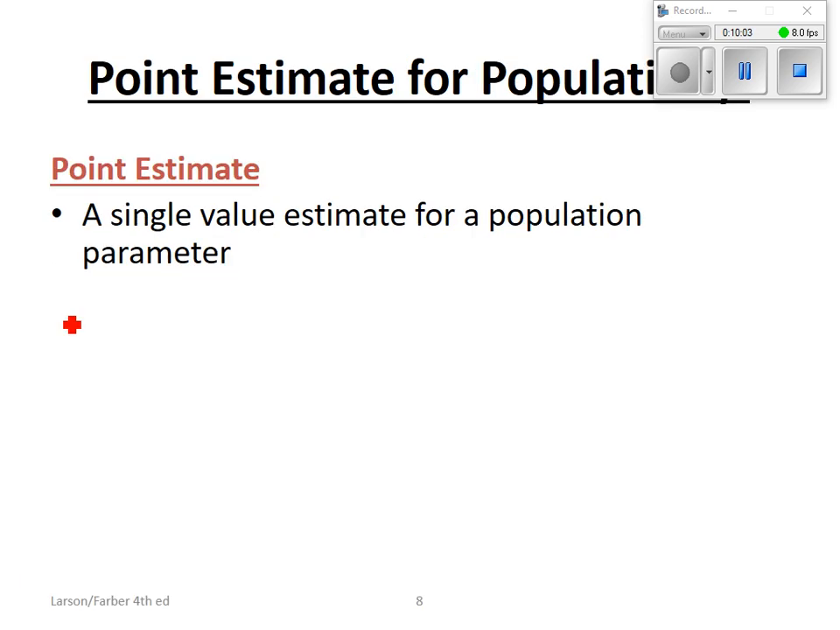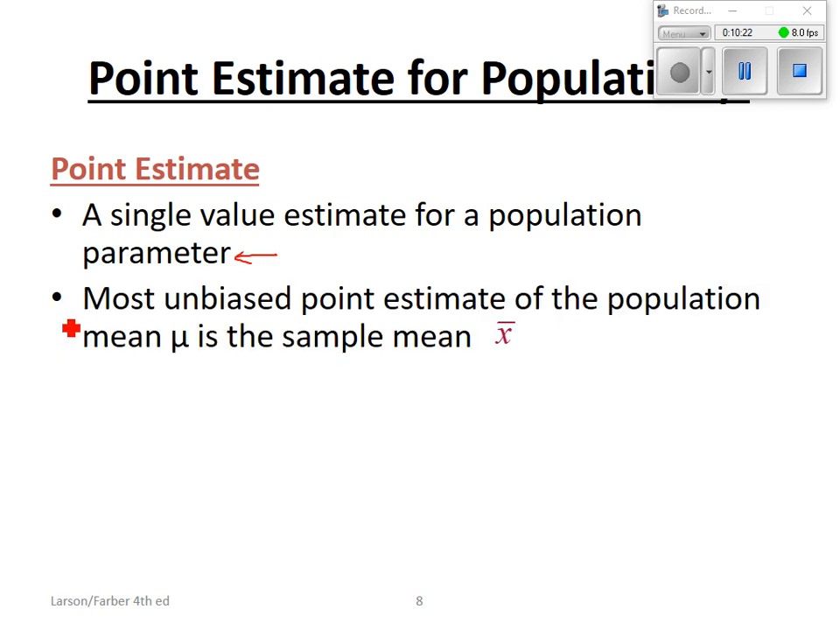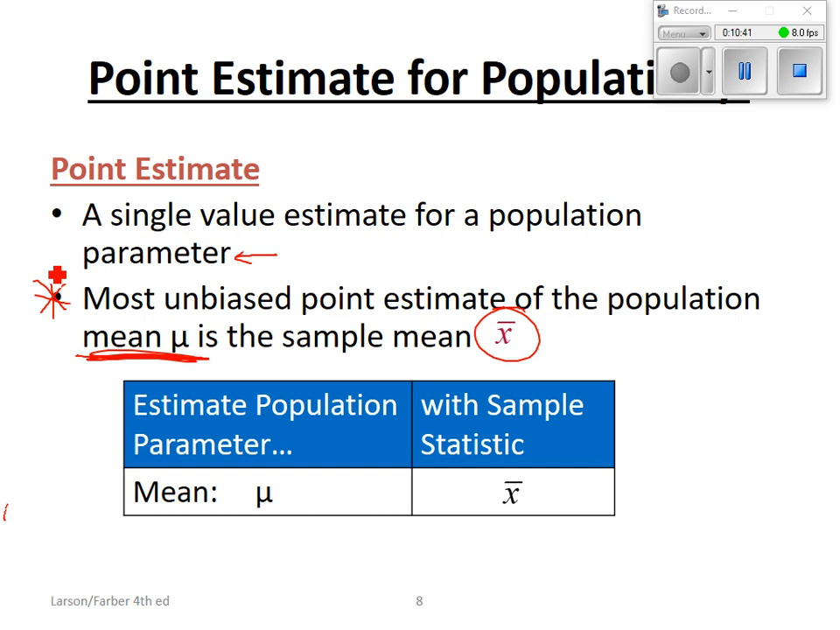Point of estimate for a population. A point of estimate is a single value estimate for a population parameter. A parameter is like the mean, the median, the mode, all those different things. The one that we're gonna deal with the most is the mean, and I think that says it here. Most unbiased point of estimate is the mean. And what we're gonna use, because we're not gonna know the whole population, is the mean of the samples, or X bar. So that's the one that we're gonna be dealing with most of the time in here. Remember, mean, or mu, is for population, X bar is for a sample.